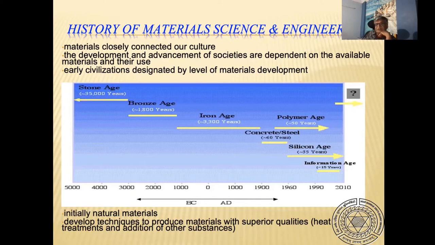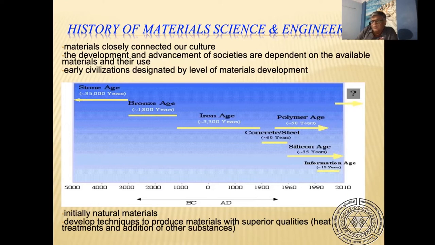Iron age is 3,300 years. And nowadays you can see the polymer age. So the span of the different ages has tremendously reduced. If you look at the stone age, the development was very, very small, or we can say the speed was extremely small.